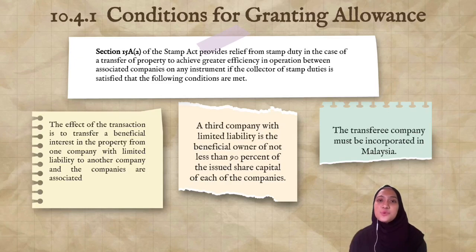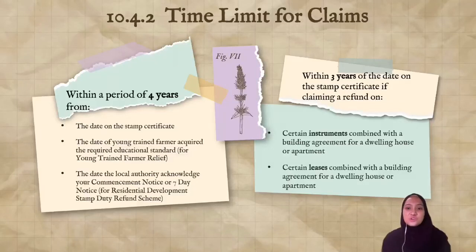Secondly, a third company with limited liability is the beneficial owner of not less than 90% of the issued share capital of each of the companies. And lastly, the transferee company must be incorporated in Malaysia. There is also a time limit for claims within a period of 4 years from the date on the stamp certificate, the date a young trained farmer acquired the required educational standard, and lastly, the date the local authority acknowledged your commencement notice or 7 days notice for the residential development stamp duty refund scheme.